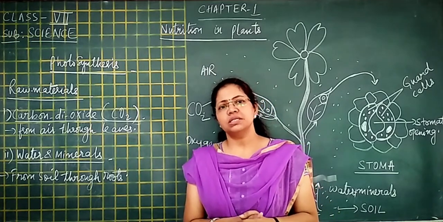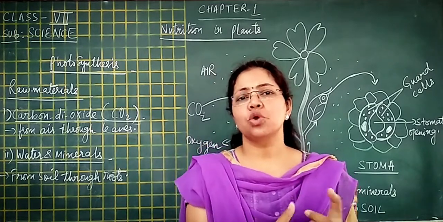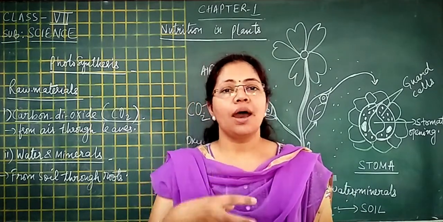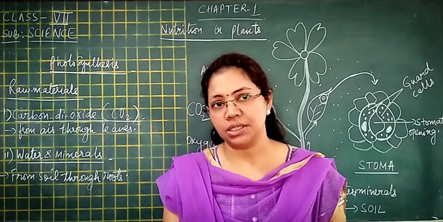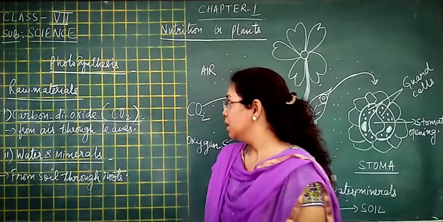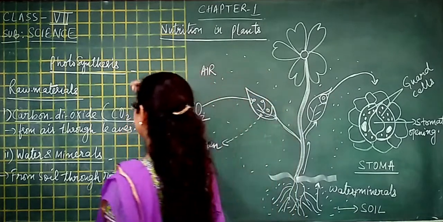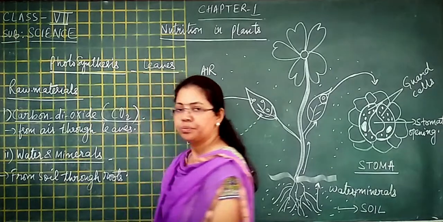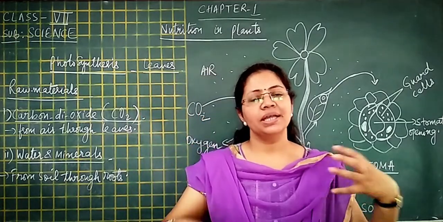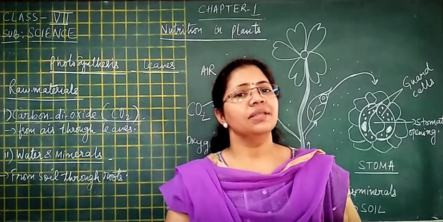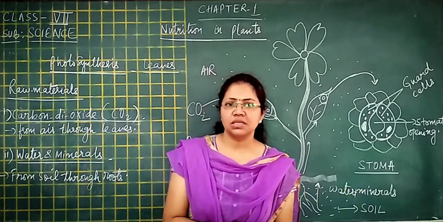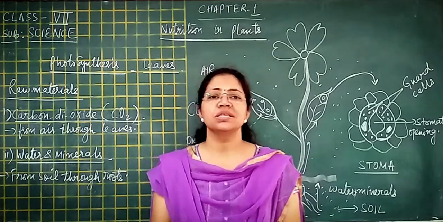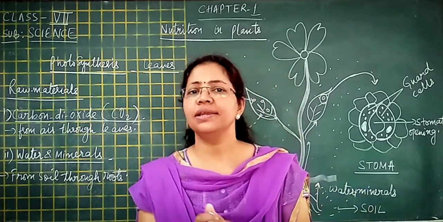Now we will discuss how each of these raw materials and conditions for photosynthesis are made available to the plants. Okay, right children? So students, photosynthesis is performed by the leaves, and as I discussed with you earlier, leaves are referred to as the food factories of the plant, because the process of photosynthesis takes place inside the leaves.